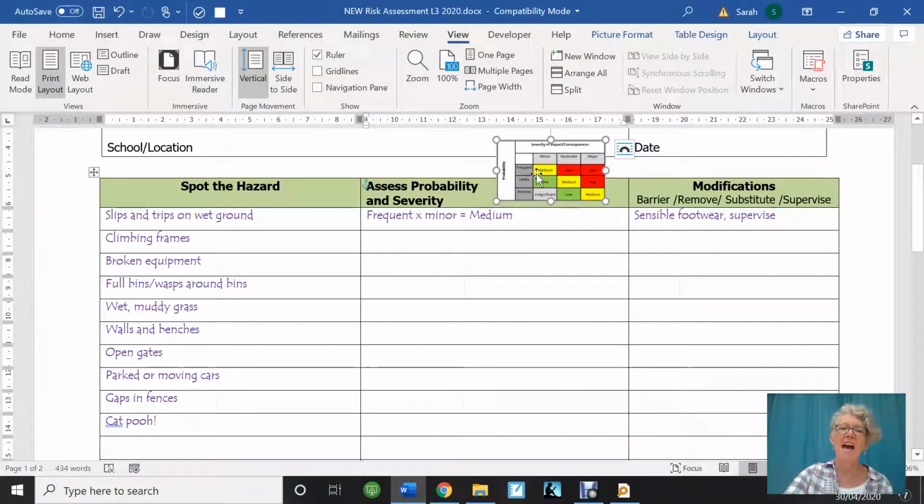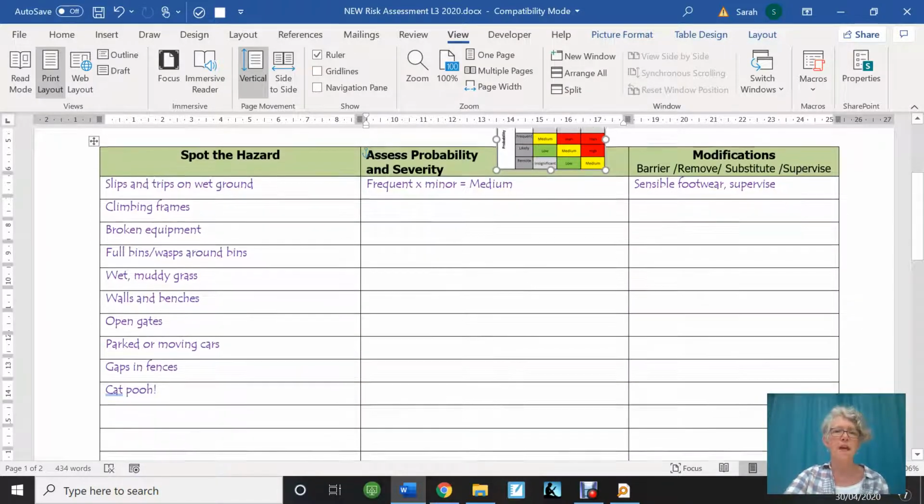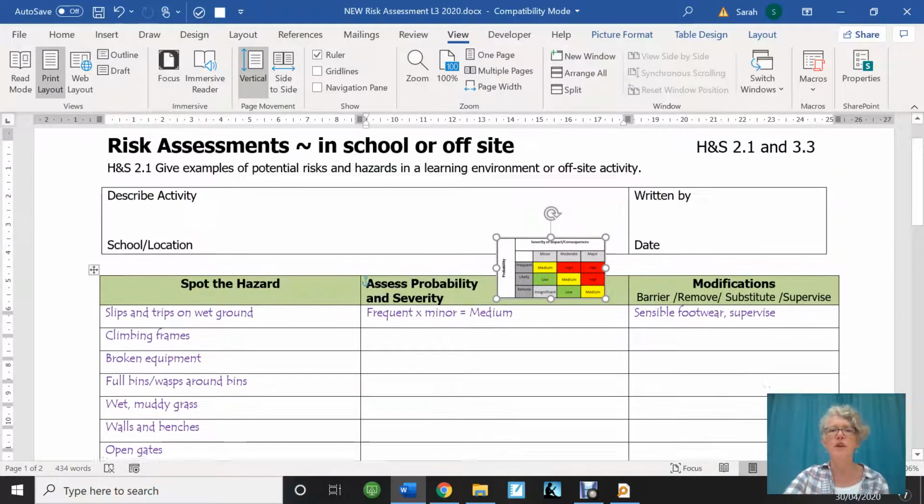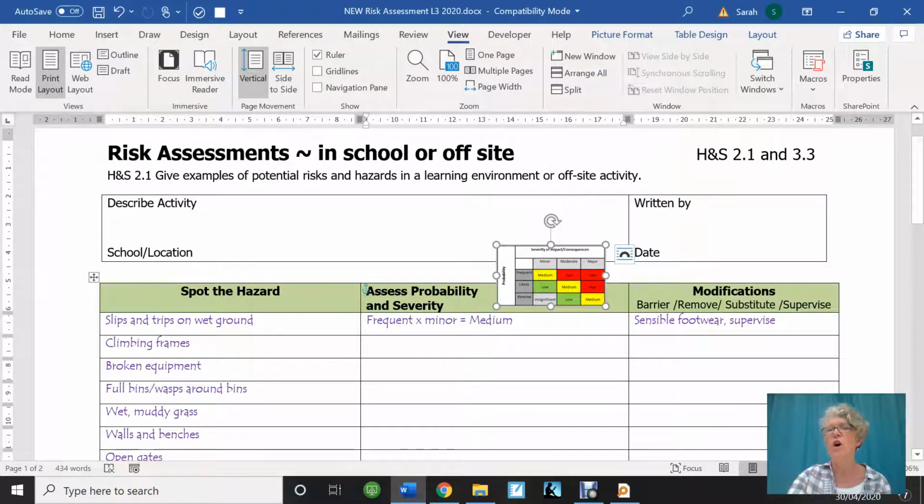So then you decide, how likely are they to come into contact with any of these? And if they did, how serious would it be? And you assess the risk. And then you need to say in this column, what are you going to do about it? Barrier, remove, substitute, or supervise the children. So this first page you can fill out. It's your choice. It could be on a trip, it could be forest school, or it could be in the school, in a school playground, during a maths activity in the classroom.